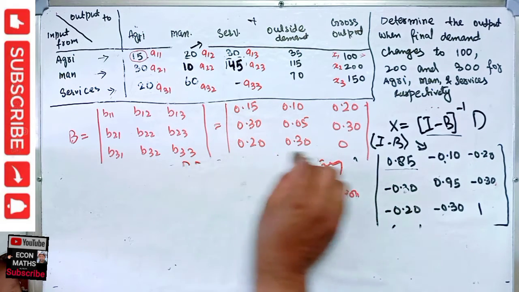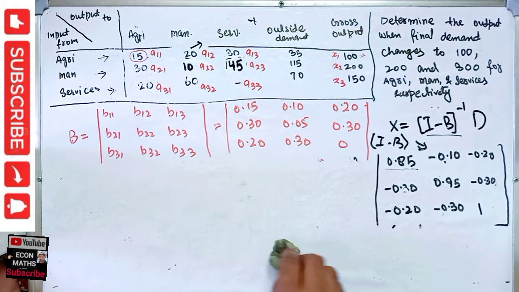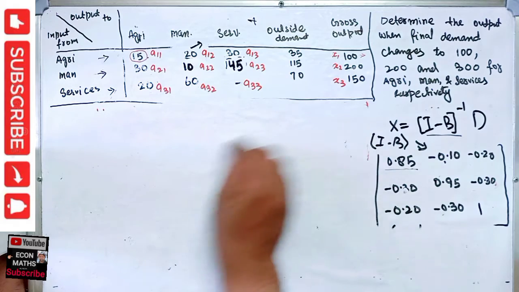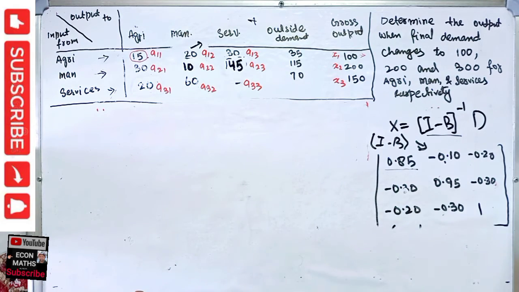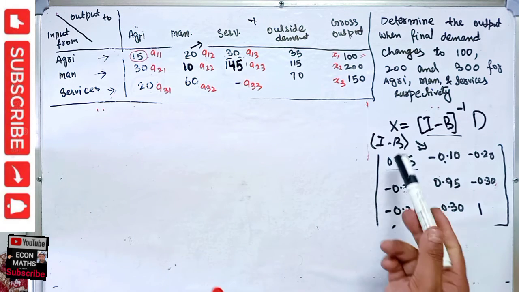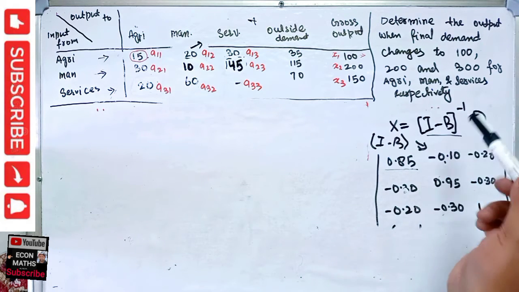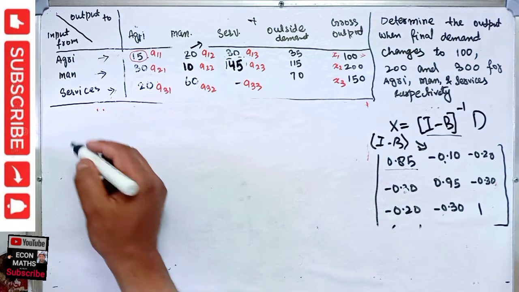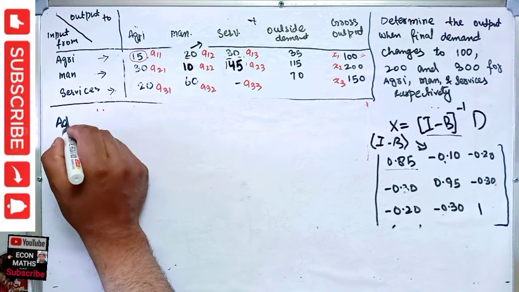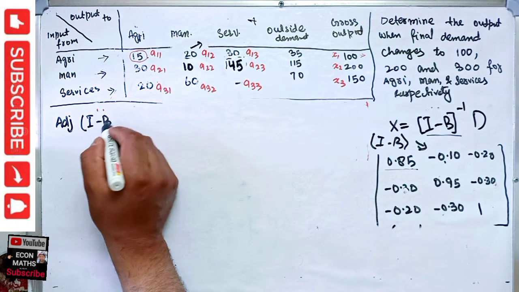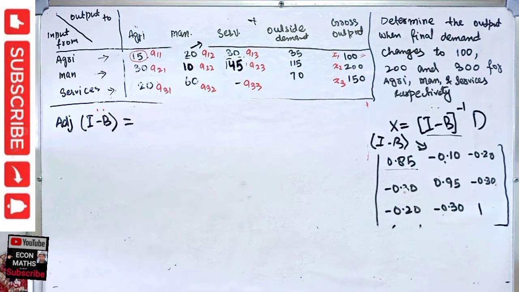Now since these two conditions are satisfied, what we have to do, so I will rub this. Then we have to find the inverse. We have to find I minus b. I minus b we have calculated here, but we have to find I minus b inverse. How do we find the I minus b inverse? First we have to find the adjoint. Okay, adjoint of I minus b is equal to, how do we find the adjoint?